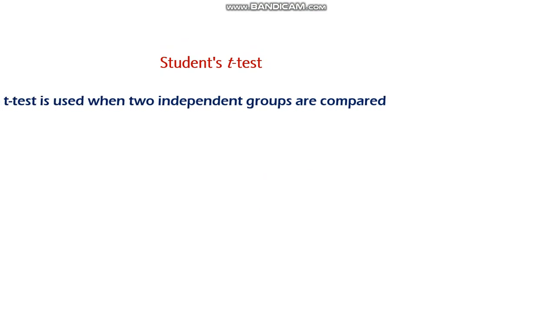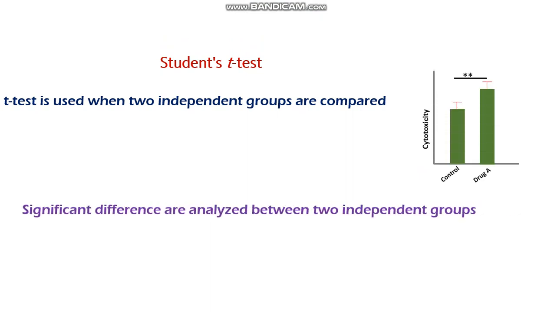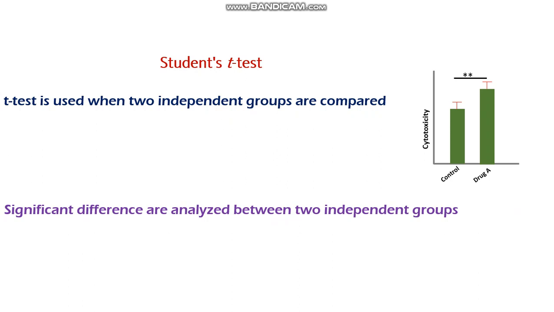So let's begin. First, we need to know what the student t-test is. The student t-test is used when two independent groups are compared. This test analyzes between two independent groups. As you see in this image, we want to analyze the cytotoxicity between two different groups, the control group and the drug A. This is why we want to use the student t-test in this situation.